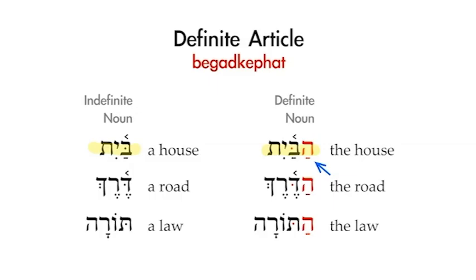Again, our second example, derek, begins with the begadkefat consonant dalet, and when it takes the definite article, that Dagesh Lene becomes the Dagesh Forte, and again, Torah becomes HaTorah. The Dagesh Lene becomes a Dagesh Forte. So this change doesn't cause too much trouble. Just realize that when the definite article is prefixed to the begadkefat consonant, the Dagesh Lene in it becomes a Dagesh Forte.